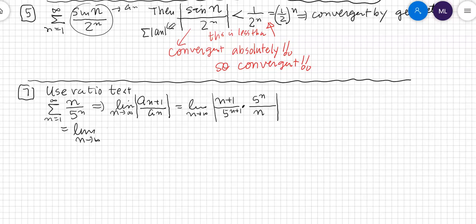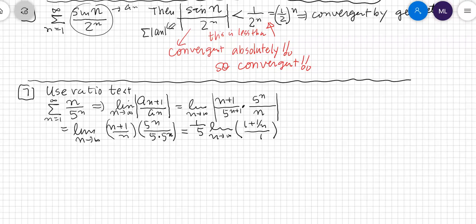Now see what I do here. n plus 1 over n, and 5n over 5 times 5n. This is 1 over 5, limit as n goes to infinity of 1 plus 1 over n over 1. The 5n cancel, so this is 1 over 5, less than 1. So what is it? Absolute convergence.